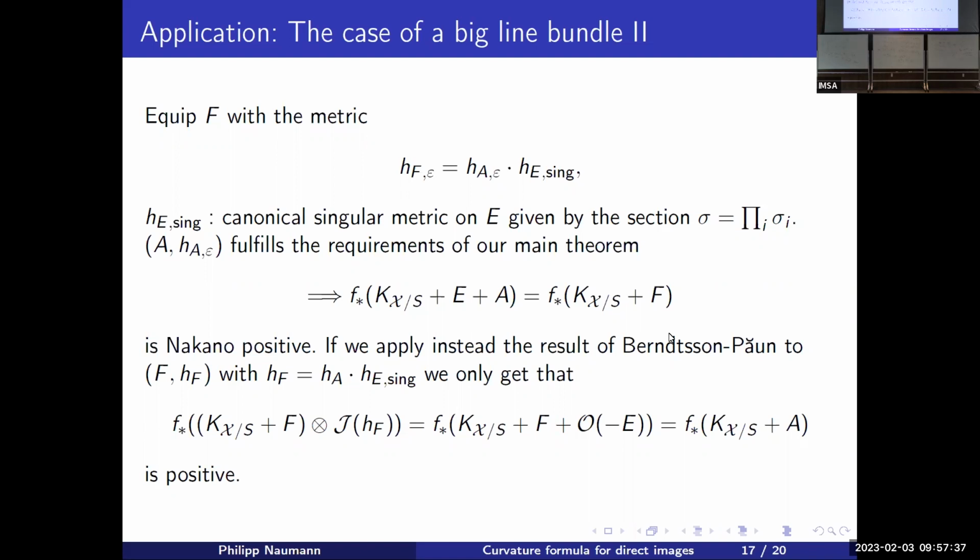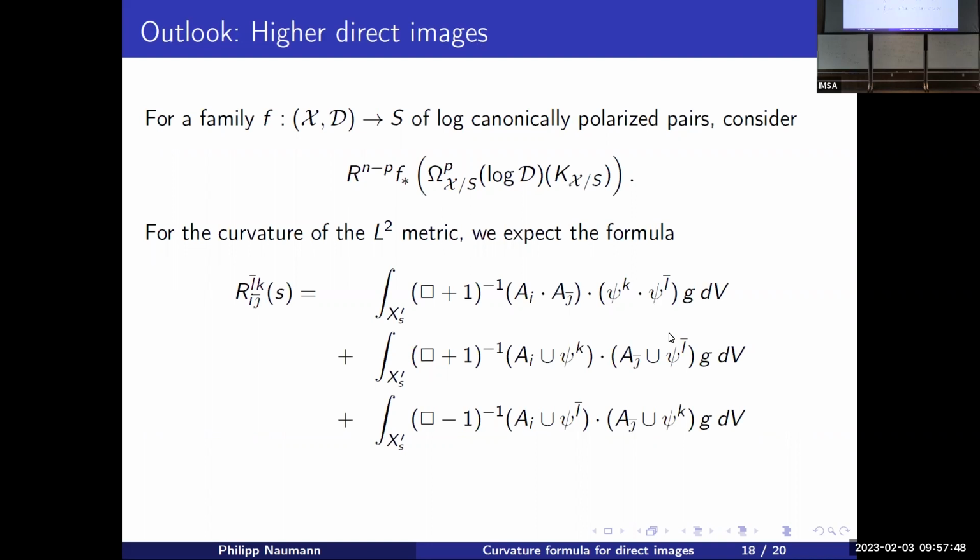Okay, maybe in the last 3 minutes, some outlook on the higher direct images. So actually, the main motivation for me to study this case was because of hyperbolicity questions for the moduli of log canonically polarized varieties, and the goal was to implement Schumacher's strategy to cook up a Finsler metric with negative curvature by using the curvature formulas for those higher direct images.